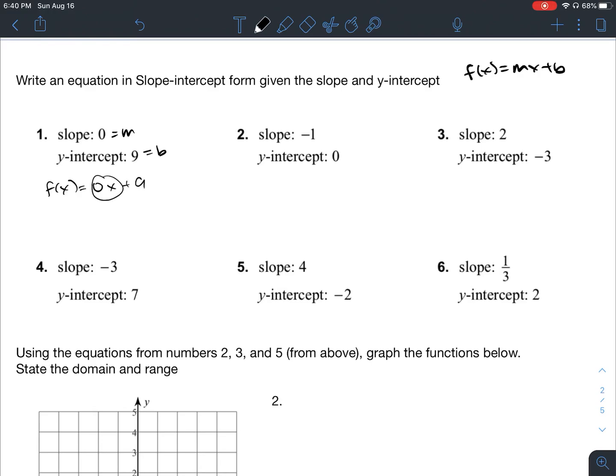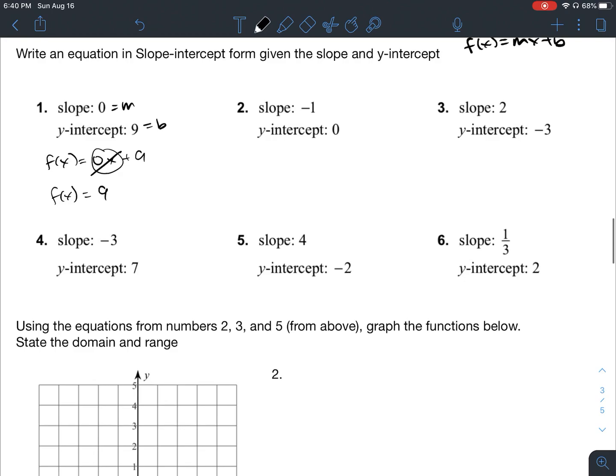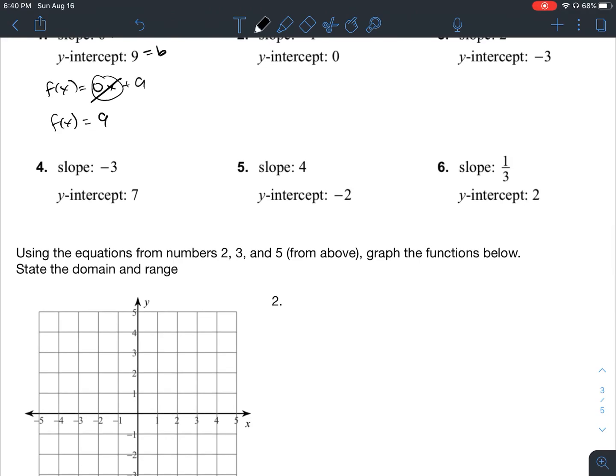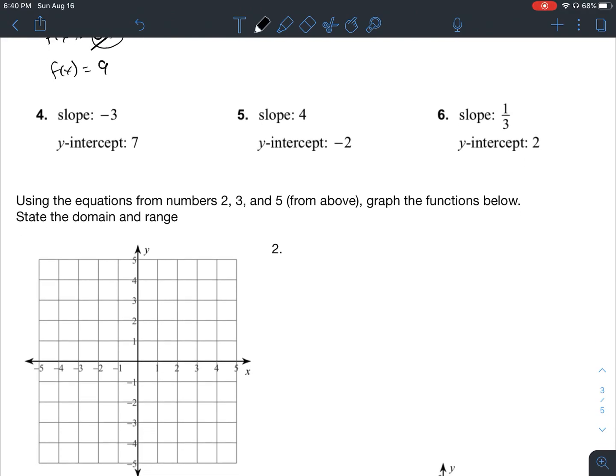Now right here, we can shorten our equation. f of x, 0 times x is just going to be 0. So that just goes away entirely. So our function is just going to be 9. It's a constant function. It's not going to have any slope. Our slope is 0. So our slope is going to be totally flat whenever y is equal to 9. Totally flat. So for every x value, for every input value, our output value is going to be 9.